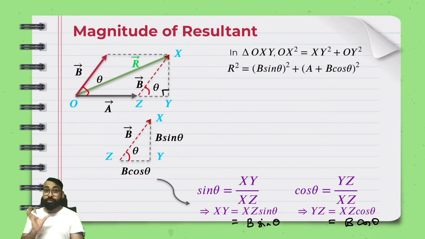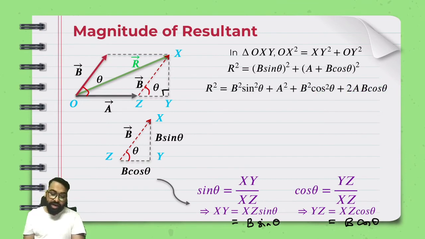We have done a little bit of part in mathematics and trigonometry, but now you'll have to do it again a little bit. So once you expand this, you will say this r square comes as it is, b sine theta whole square becomes b square sine square theta. This a plus b cos theta whole square becomes a square plus b square cos square theta, plus 2ab cos theta, right?